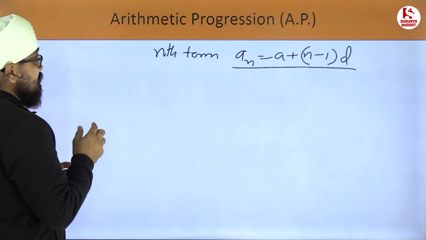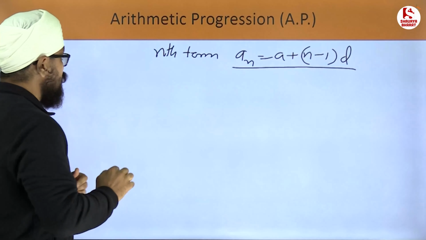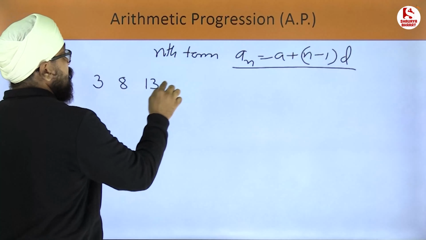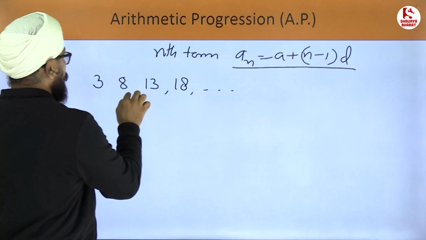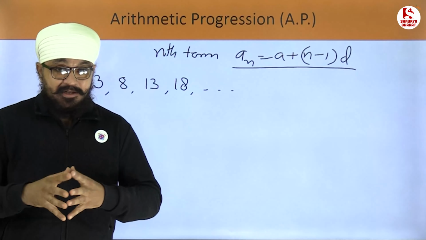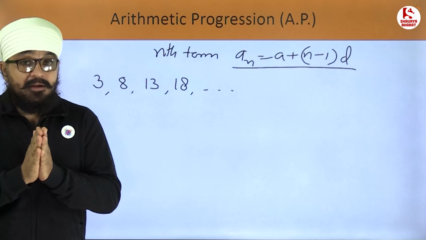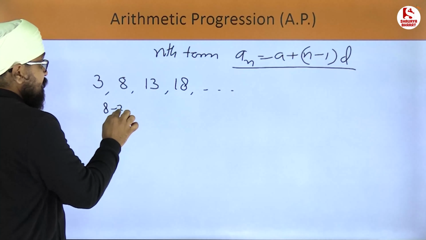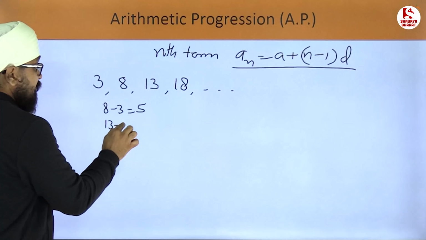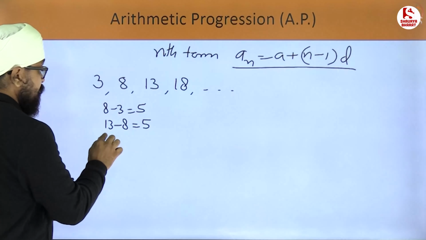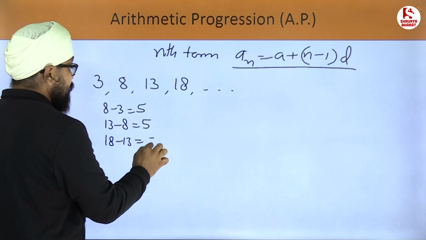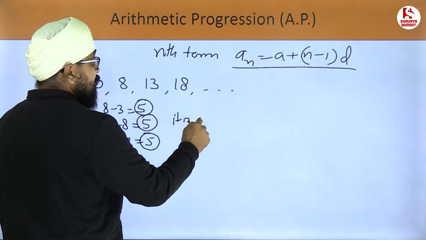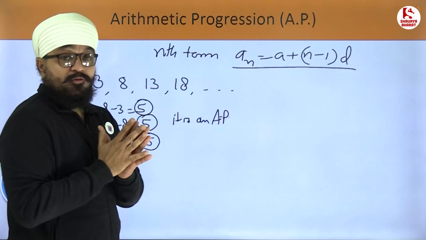Say I have a sequence, I am not using the word AP. So, I have a sequence like 3, 8, 13, 18 and so on. When they say it is a sequence, first we have to identify whether it is an AP or not. So, we will find the difference: 8 minus 3 is coming 5. From 13 minus 8, we are getting 5. 18 minus 13, we are getting 5. As we can see the difference is coming the same, so we can say it is an AP. Now, the formula is applicable.